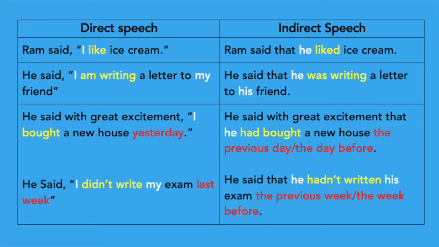See the third sentence. He said with great excitement, "I bought a new house yesterday." How would you change this? "He said with great excitement." That is a reporting clause. When we change a sentence into indirect speech, we almost always put the reporting clause at the beginning. It's very common. So begin with, he said with great excitement that.